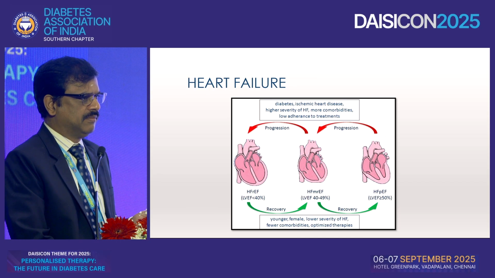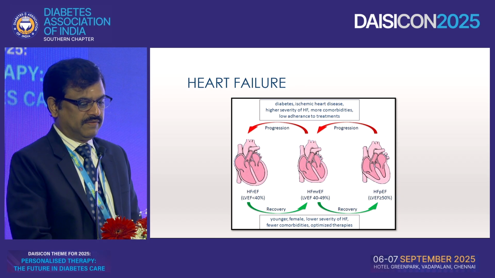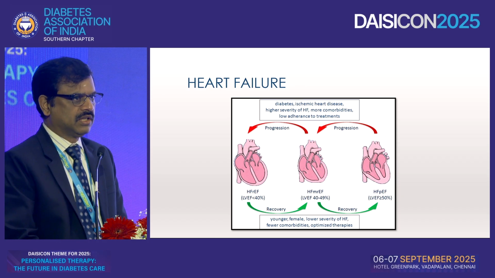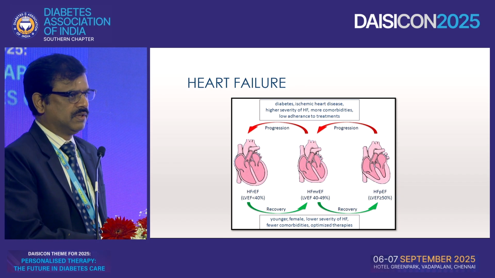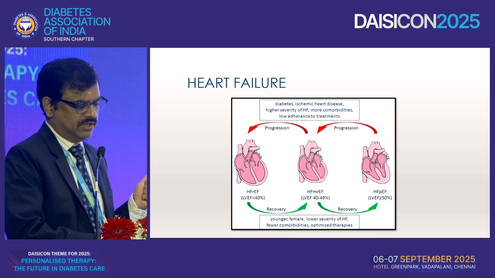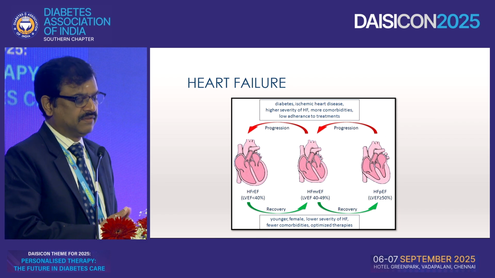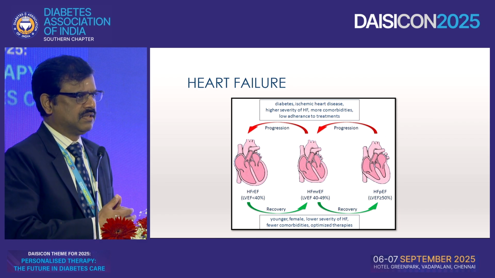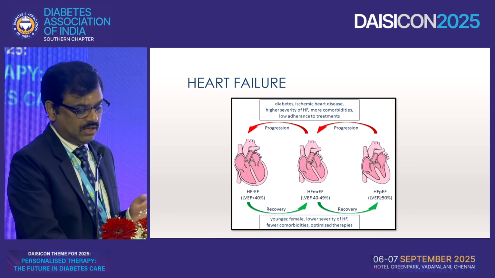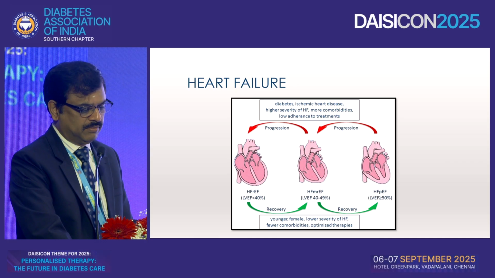The presence of diabetes, presence of ischemia, presence of other comorbidities, low adherence to therapy, all these tilt the balance towards a negative angle, that is preserved to reduced ejection fraction. On the other hand, in young female patients with fewer comorbidities, well optimized diabetic therapies or heart failure therapies, there may be progression of the heart failure in the positive direction.